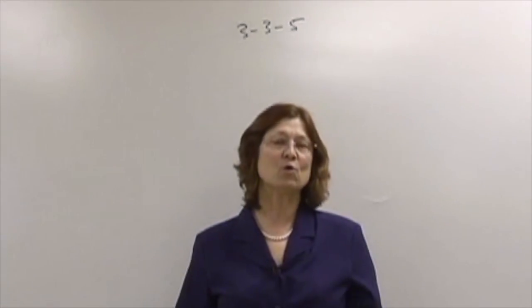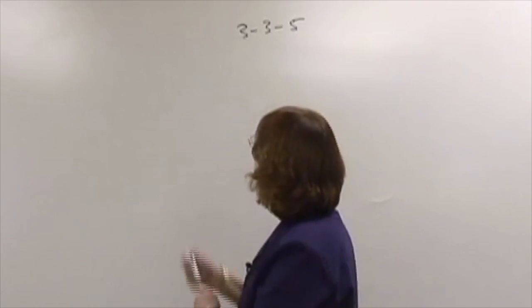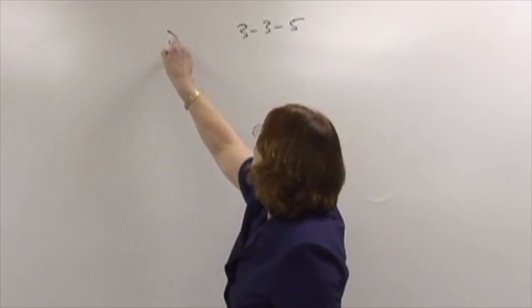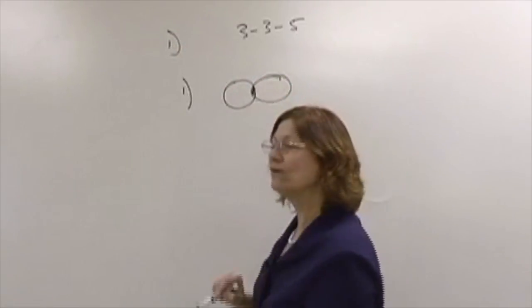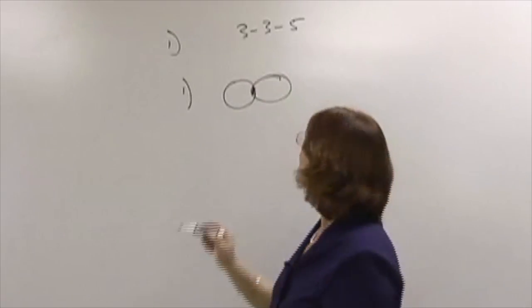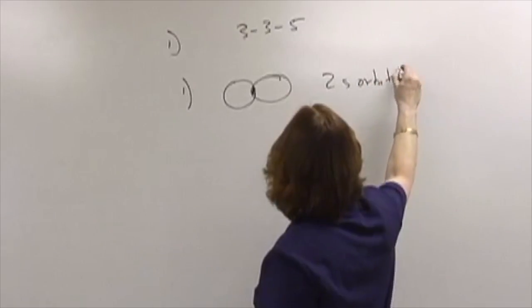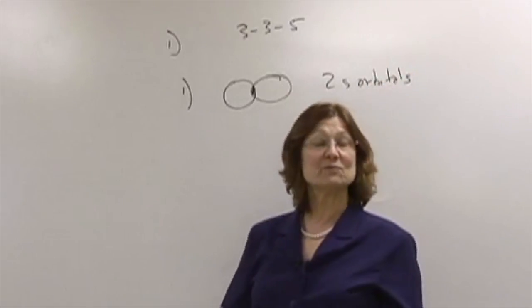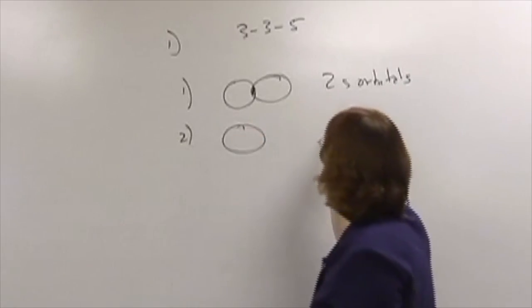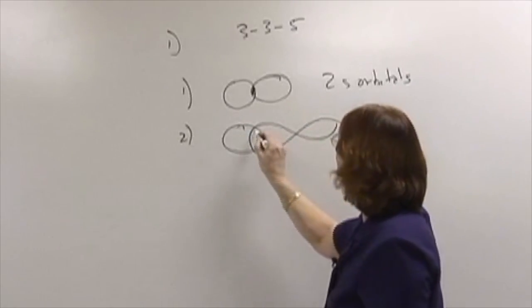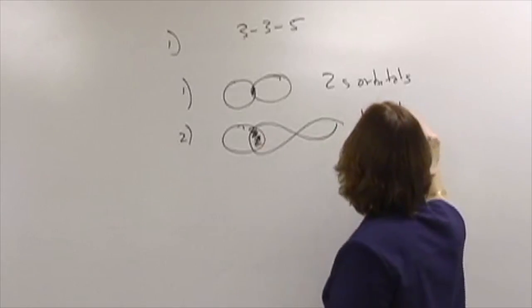There are 3 orbital arrangements that give us a sigma bond. The first one is 2 s orbitals overlapping, and where they overlap is where the sigma bond occurs. So, 2 s orbitals. The second arrangement is when we have an s and a p orbital. The p is a dumbbell, and where they overlap is my sigma. 1 s and 1 p orbital.